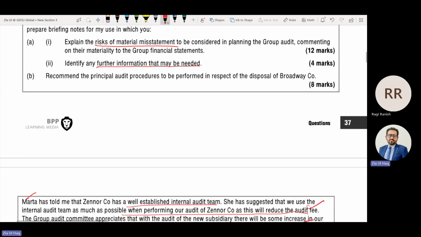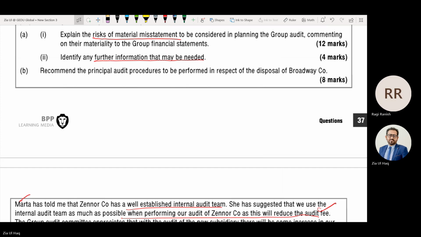Now moving towards the most important part of this question, from where your pass or failure will be decided. Part B, for 8 very good marks: discuss the principal audit procedures to be performed in respect of the disposal of Broadway Company. They disposed of one Broadway company for 180 million, generating 25 million profit. You need to write down procedures to verify disposal of Broadway company. How many procedures? Only 8.